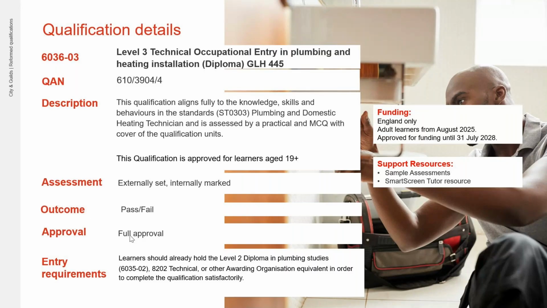Learner requirements. Learners should already hold a Level 2 Diploma in Plumbing Studies, 603502, or the 8202 Technical, or other awarding organisation equivalent, in order to complete the qualification satisfactorily. Funding is England only. It's for adult learners from August 2025, approved for funding until 31st of July 2028. Support resources will be available via sample assessments and Smart Screen Tutor resource.